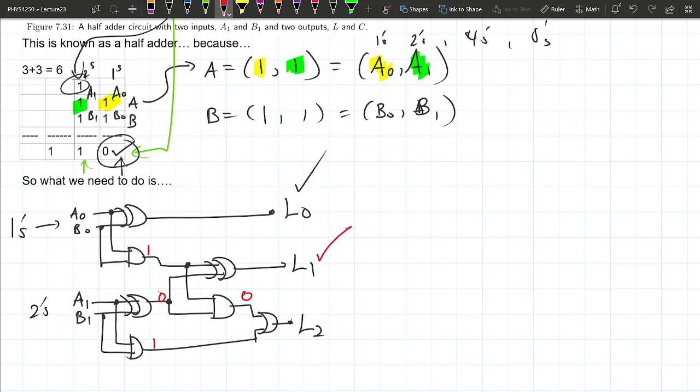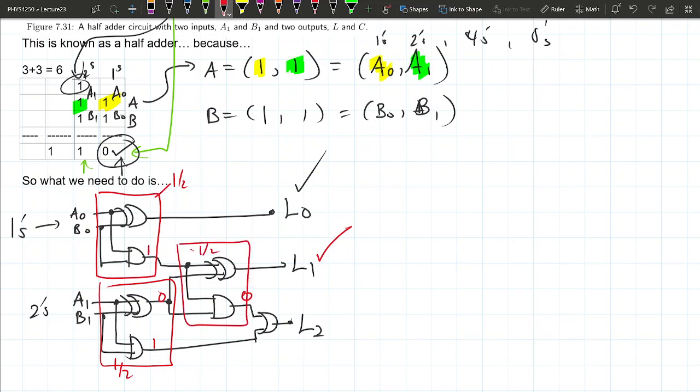Draw a box around this. This is our first half adder. Draw a box around this. This is our second half adder. Draw a box around this. This is our third half adder. And then you have to add an OR gate at the end. And that's it. Three half adders and an OR gives you 2-bit by 2-bit addition.